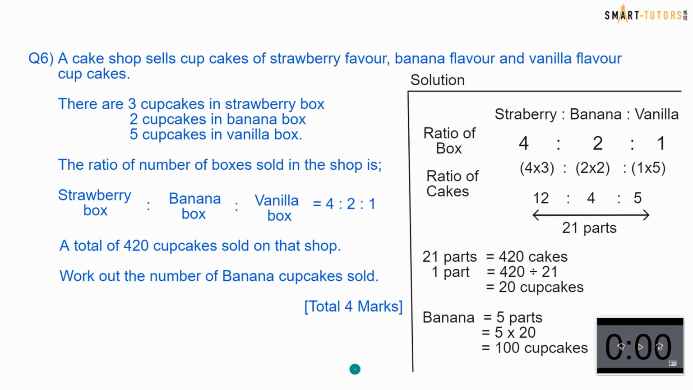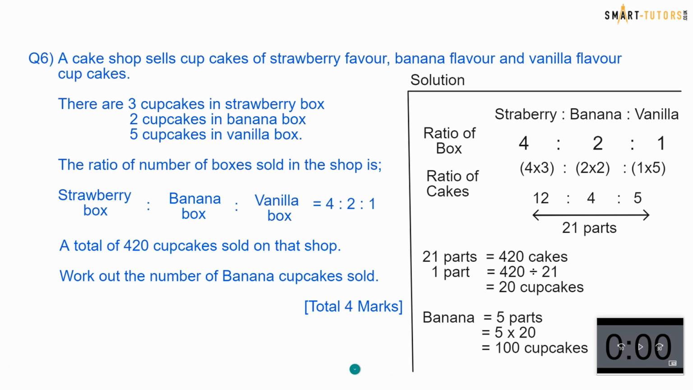The ratio of cakes means, for each box, let's say 3 cupcakes in a strawberry box. So if you multiply that 3 by 4, it is 12 cakes in the ratio. So the ratio of the cakes is 12 to, for the banana, 2 times 2 is 4. Then the 1 ratio, times by 5, is 5. So 12 to 4 to 5 is the ratio of the cakes.